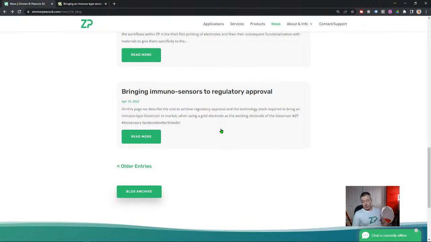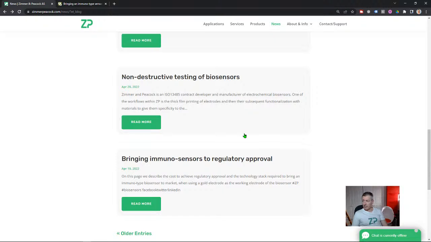But just to say, we did put out a whole roadmap for if your question is, how do I get my gold electrode immunosensor to market? We have almost like a roadmap for that.